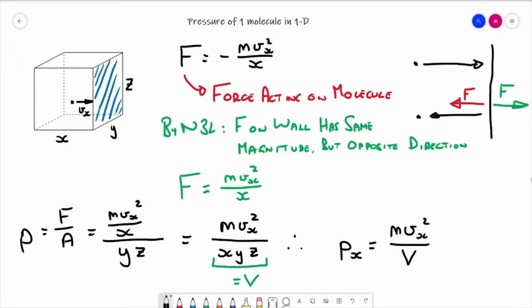Now, interestingly, and just taking a bit of an aside at this point, if we multiply both sides by the volume, we end up with pressure, at least in one dimension, times the volume is mVx squared. Now, of course, if you remember back to when we did the gas laws, we said that the unit of this left-hand side is joules. In other words, the pressure times the volume is a measure of energy.